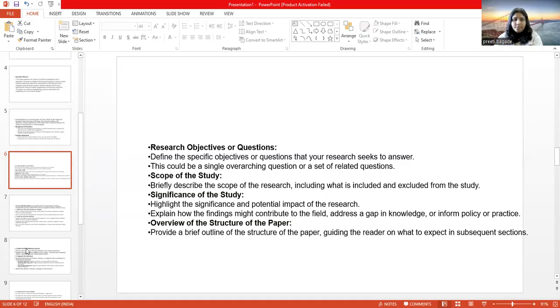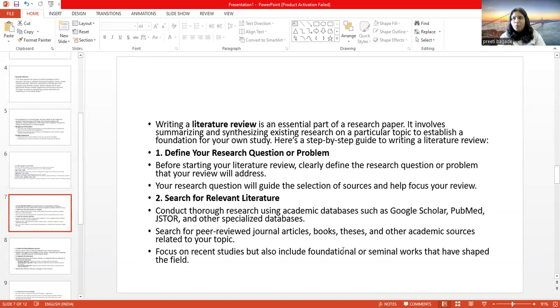So, this is all about the abstract. Then we come along to the literature review. Writing a literature review is an essential part of the research paper.